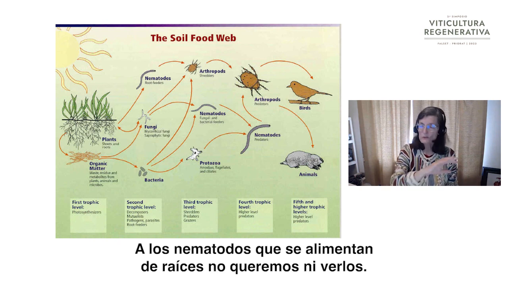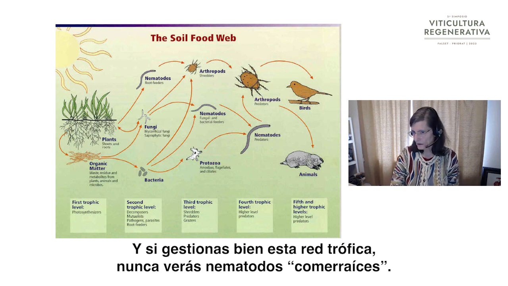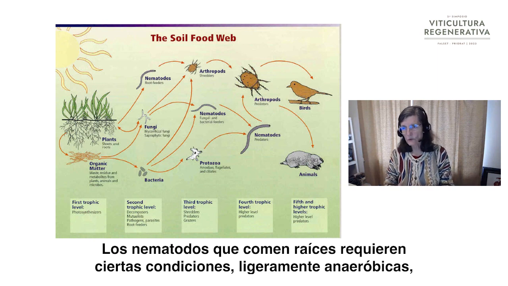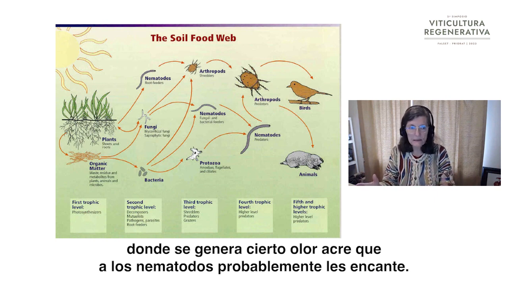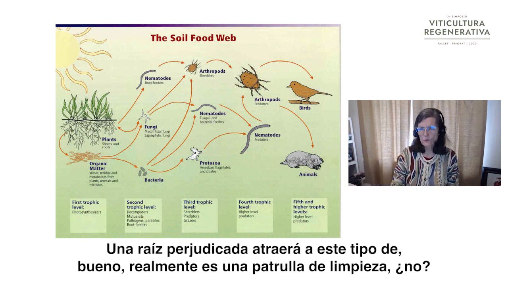Root feeding nematodes, we don't want to see them. And if you are managing this food web correctly, you will never see root feeding nematodes. Root feeding nematodes require certain conditions, slightly anaerobic, some kind of pungent smell happening, and the nematodes are probably cueing in on that. A root that's in trouble is going to draw these kinds of, well, it's really a cleanup group, isn't it?